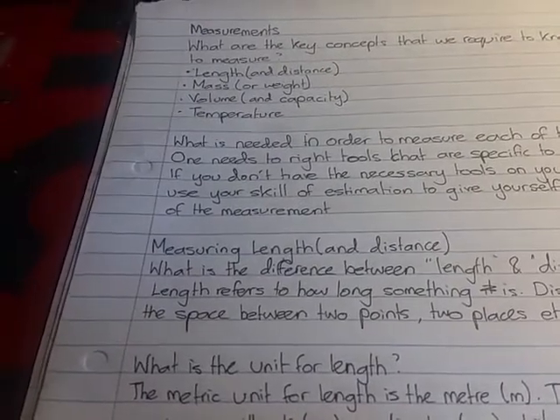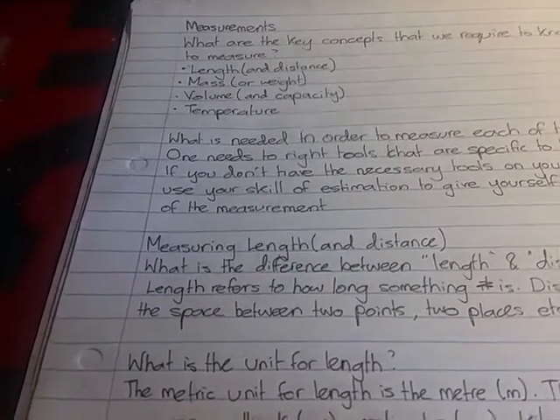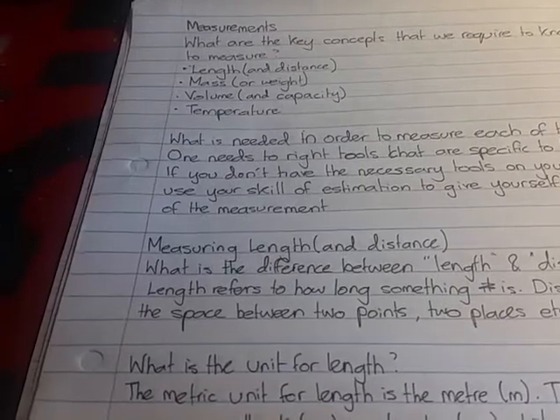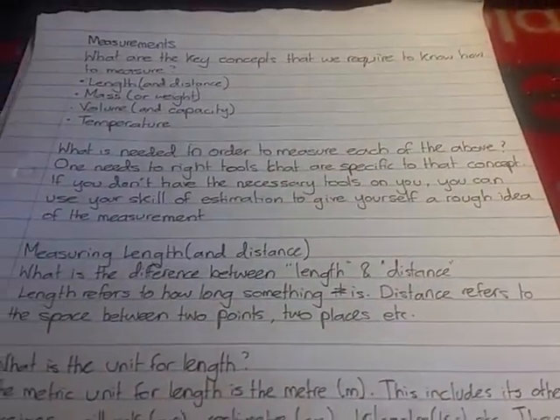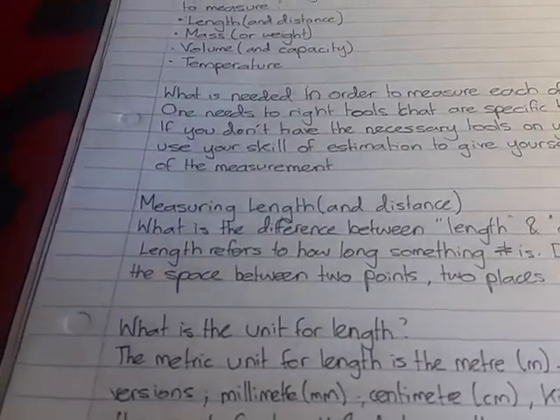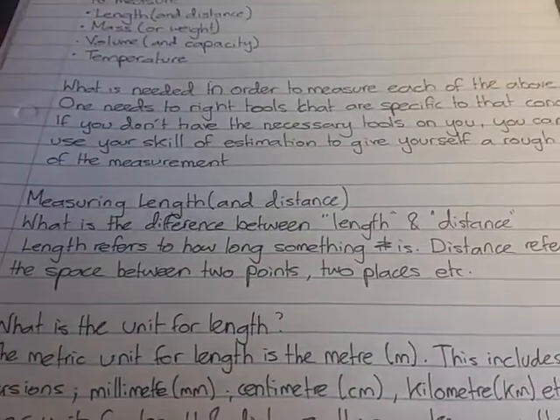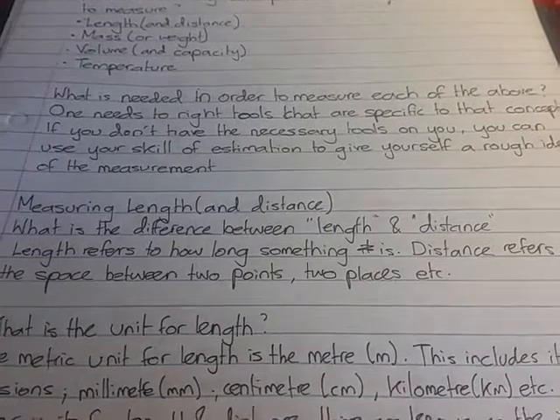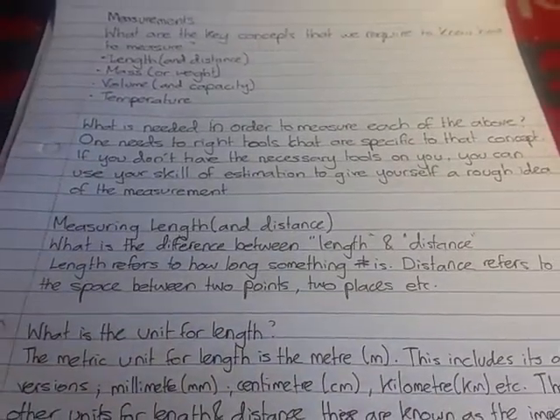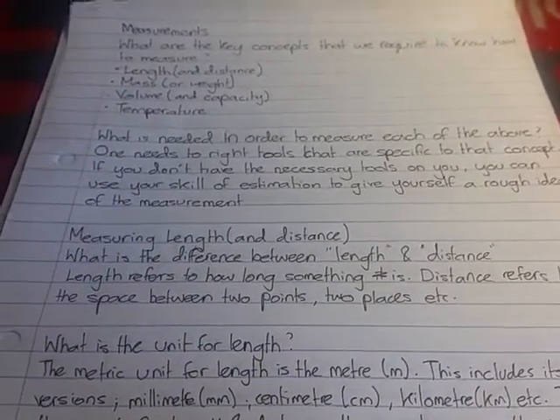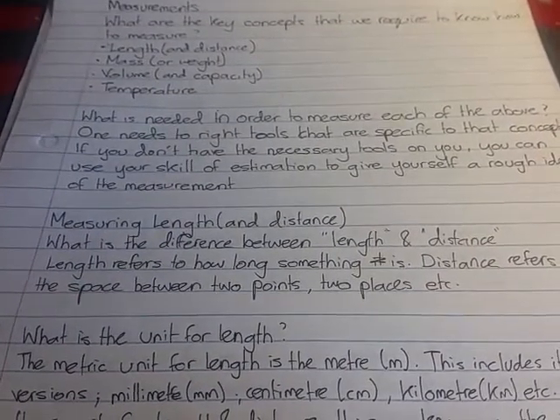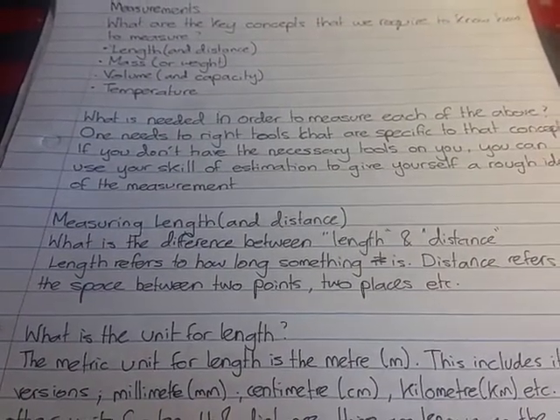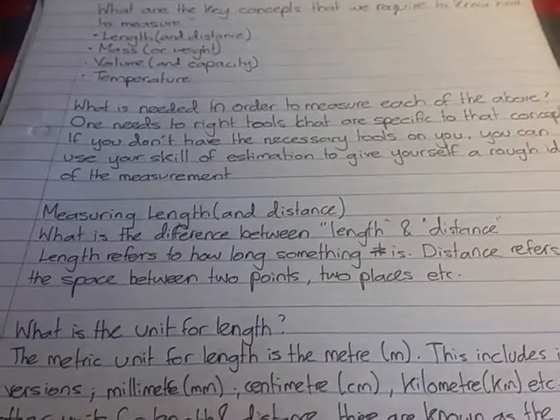So the metric unit for length is the meter, represented by a small letter m. And this includes its other versions or variations, which the 3 examples I've enlisted here are millimeter, centimeter, and kilometer. I've used these 3 in particular because these 3 are the most used in terms of everyday usage.